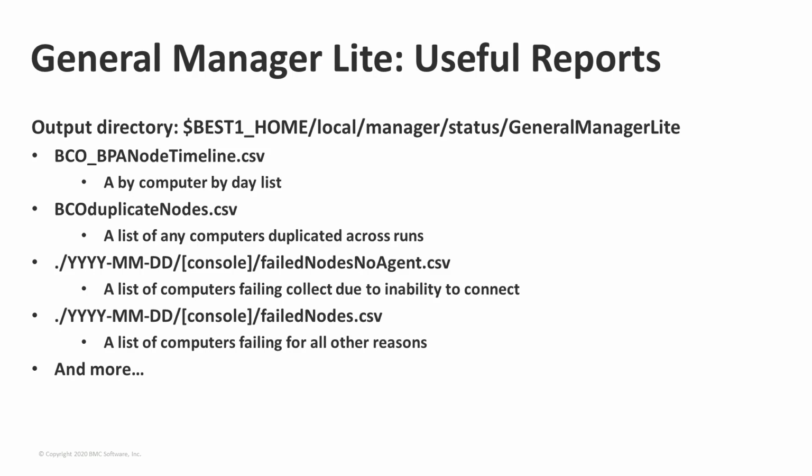Now, a common reason for data collection problems is that the TSCO agent is either not installed on a machine or it's not accessible via the service name import on that machine. The failed nodes no agent file provides a list of computers where that is the case, allowing for a quick focus on these machines. The failed nodes.csv contains computers that failed the full collect, transfer, and processing data flow for reasons other than the TSCO agent being inaccessible in the service name import. These types of problems are generally more involved to debug, so it's useful to separate them off to their own list. There are other reports available in the General Manager status output directory, but these 4 are the most commonly used for troubleshooting.